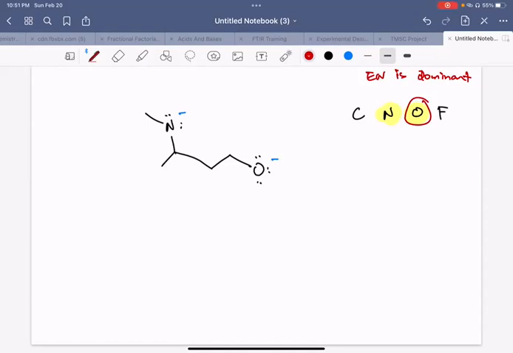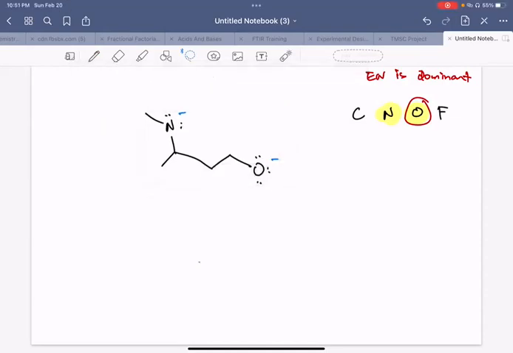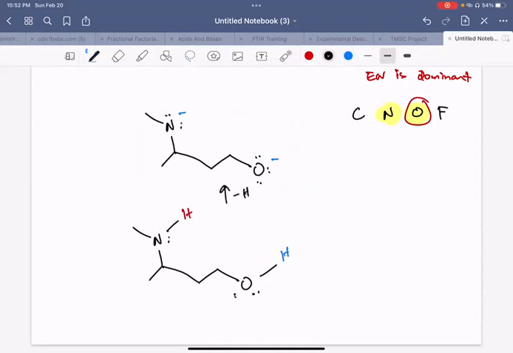And when it is more stabilizing, it is the more acidic species. Okay, so if we draw again the compound here, and compare which proton is the more acidic. Sorry, this proton is more acidic.